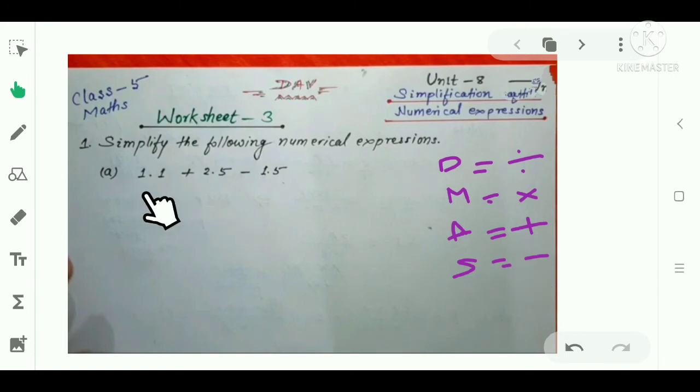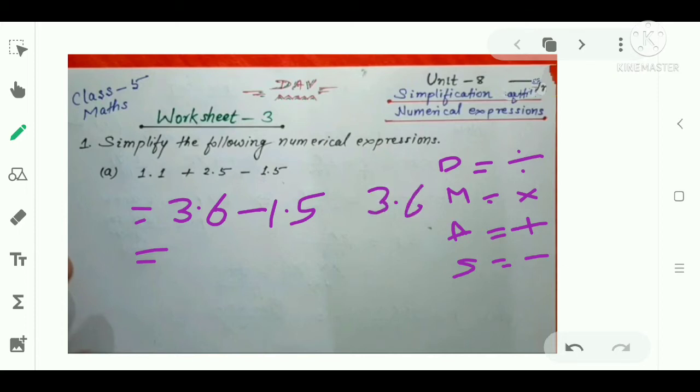So when you add 1.1 plus 2.5, then we get 3.6. Then students, after that write down minus 1.5 as it is. Now we will subtract this 1.5 from 3.6. So look here how to subtract 3.6 minus 1.5.